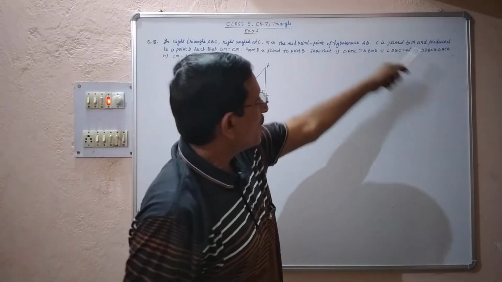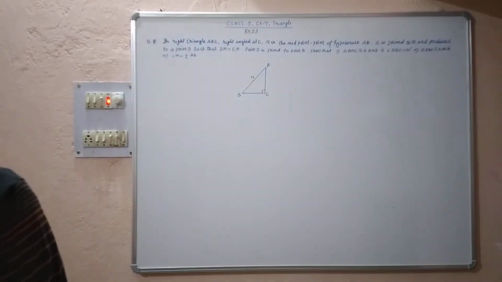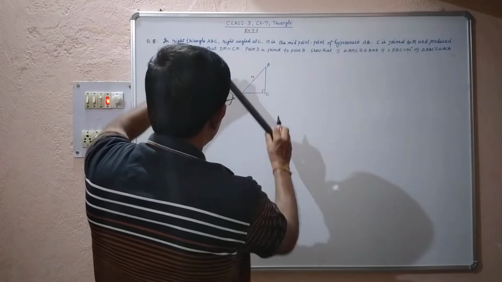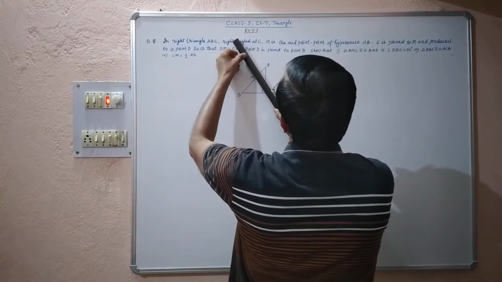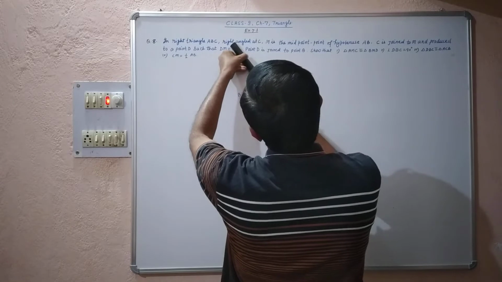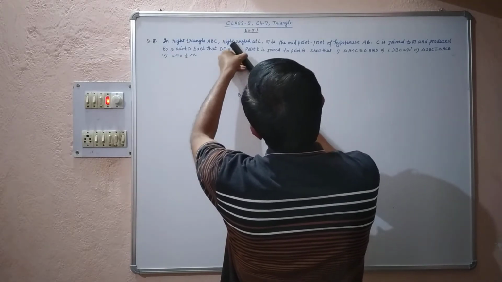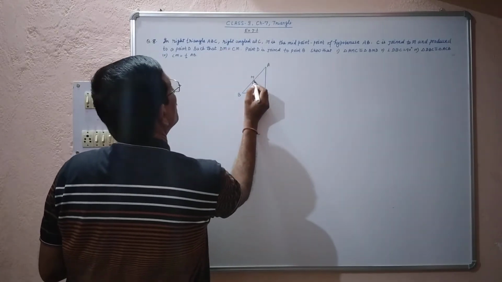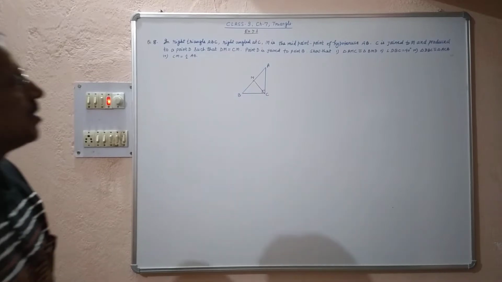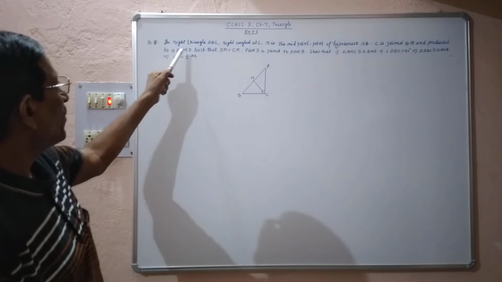C is joined to M. Let us join C to M, like this. Now the question says C is joined to M and produced to a point D.